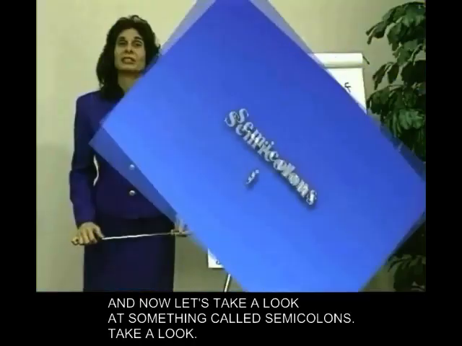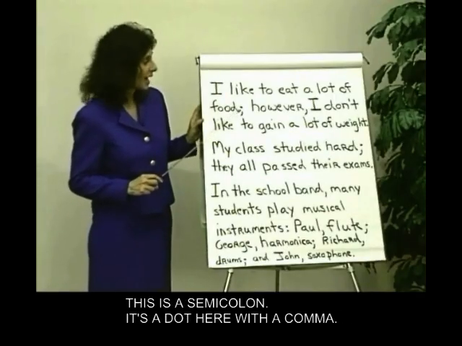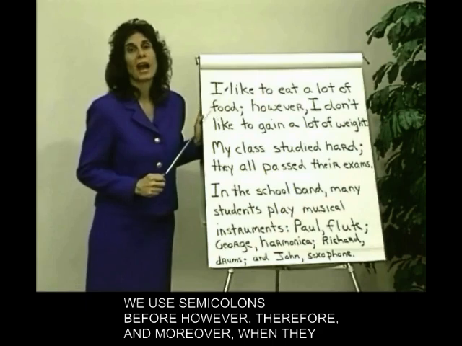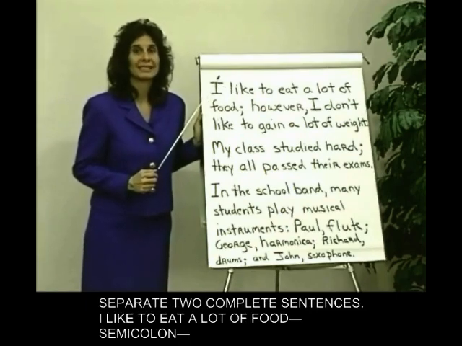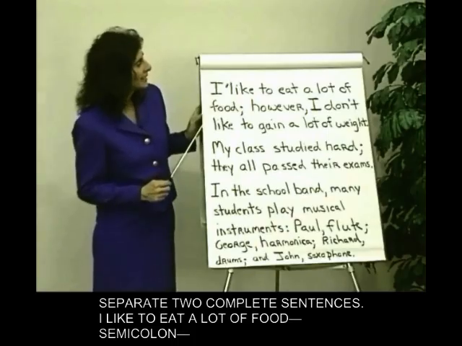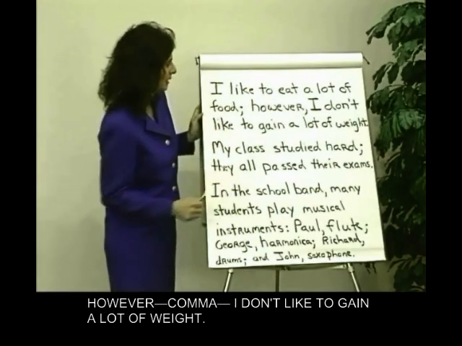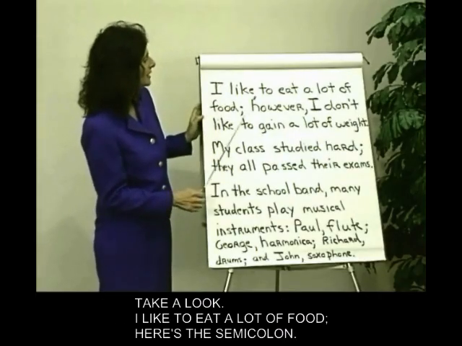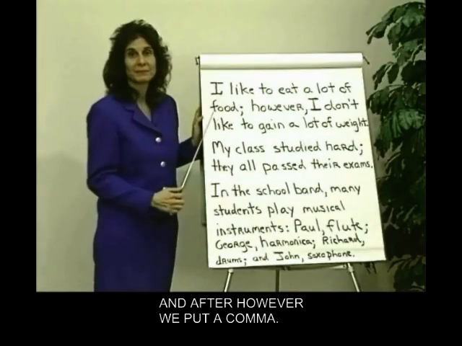And now let's take a look at something called semicolons. Take a look. This is a semicolon. It's a dot here with a comma. We use semicolons before however, therefore, moreover, when they separate two complete sentences. I like to eat a lot of food, semicolon. However, comma, I don't like to gain a lot of weight. So take a look. I like to eat a lot of food. Here's the semicolon, and after however, we put a comma.